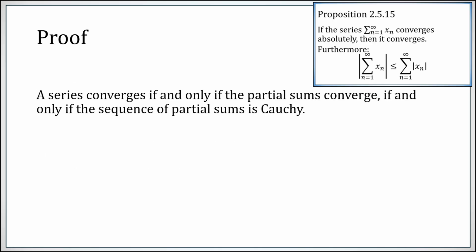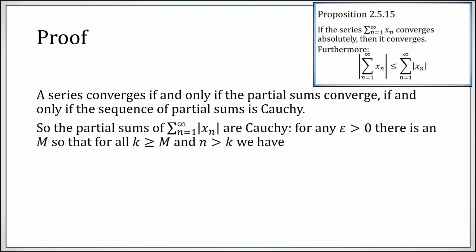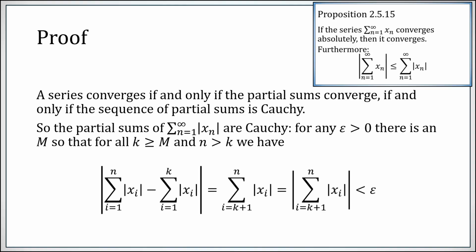Okay, so a series converges if and only if the partial sums converge. That's the definition. However, that sequence of partial sums converges if and only if that sequence of partial sums is a Cauchy sequence. So the partial sums of the absolute values are Cauchy, meaning for any positive epsilon, there's a capital M, so that for two indices past capital M, let's let little n be the larger one, we have this partial sum minus this one in absolute value is less than epsilon.